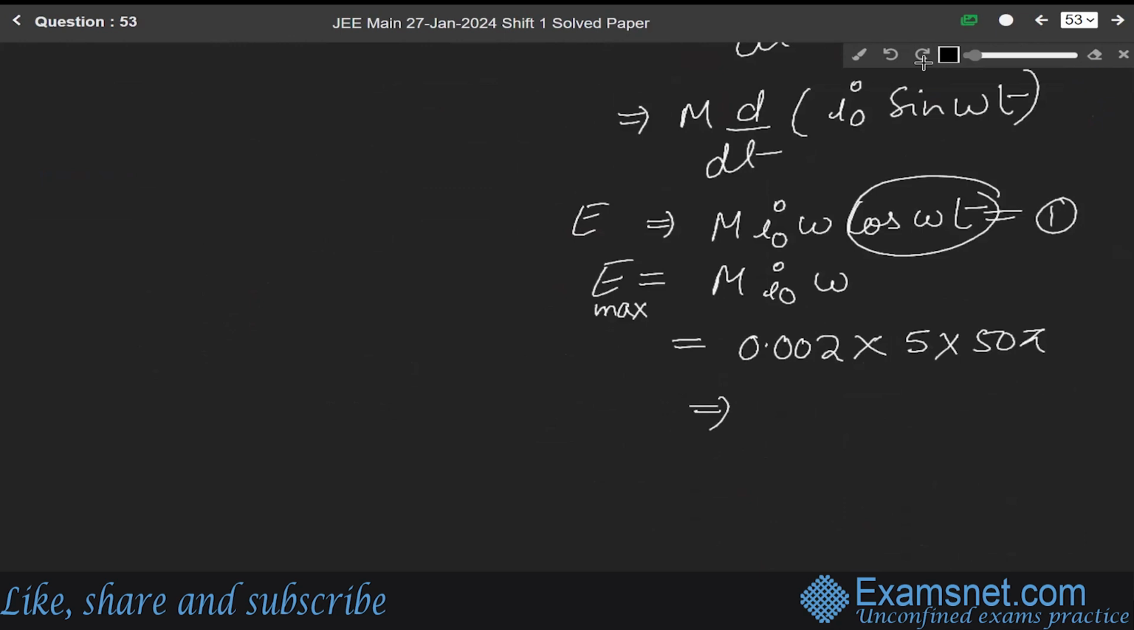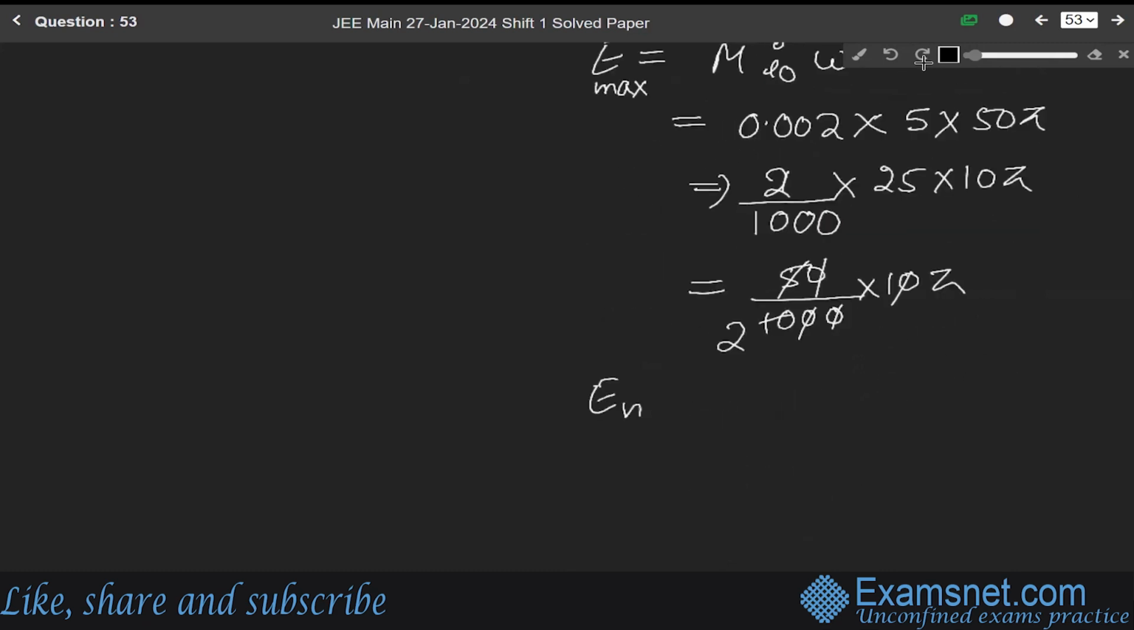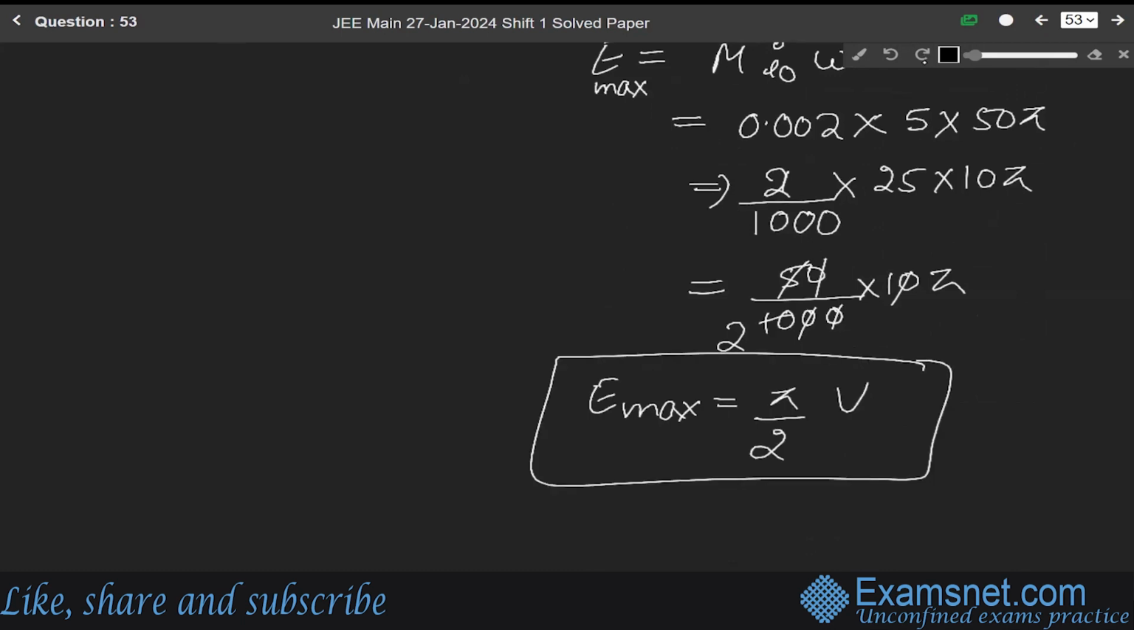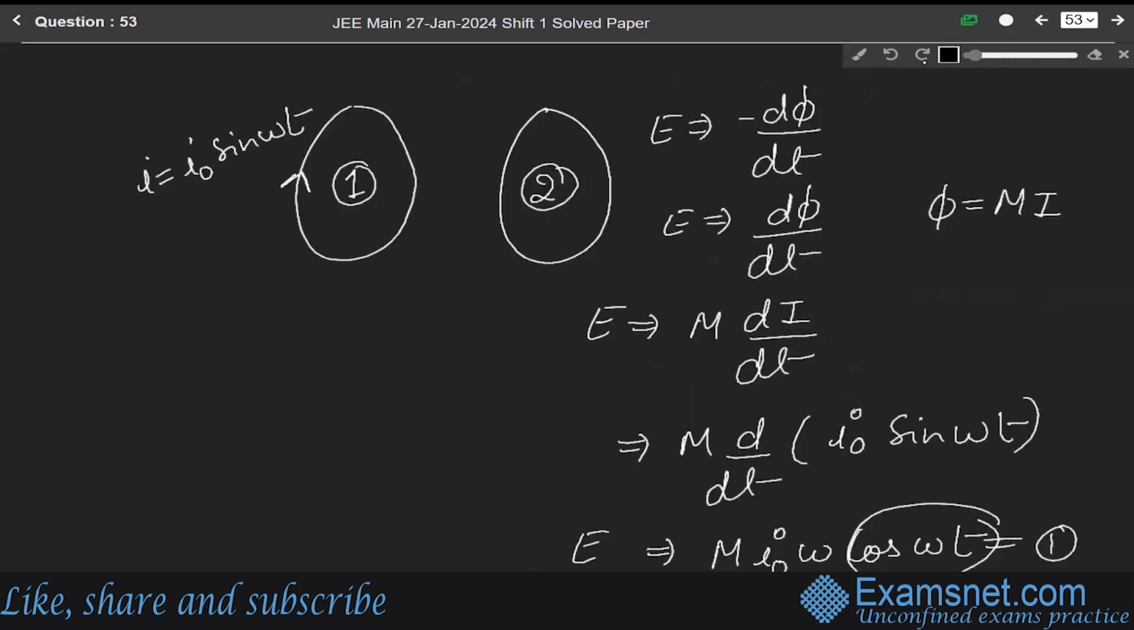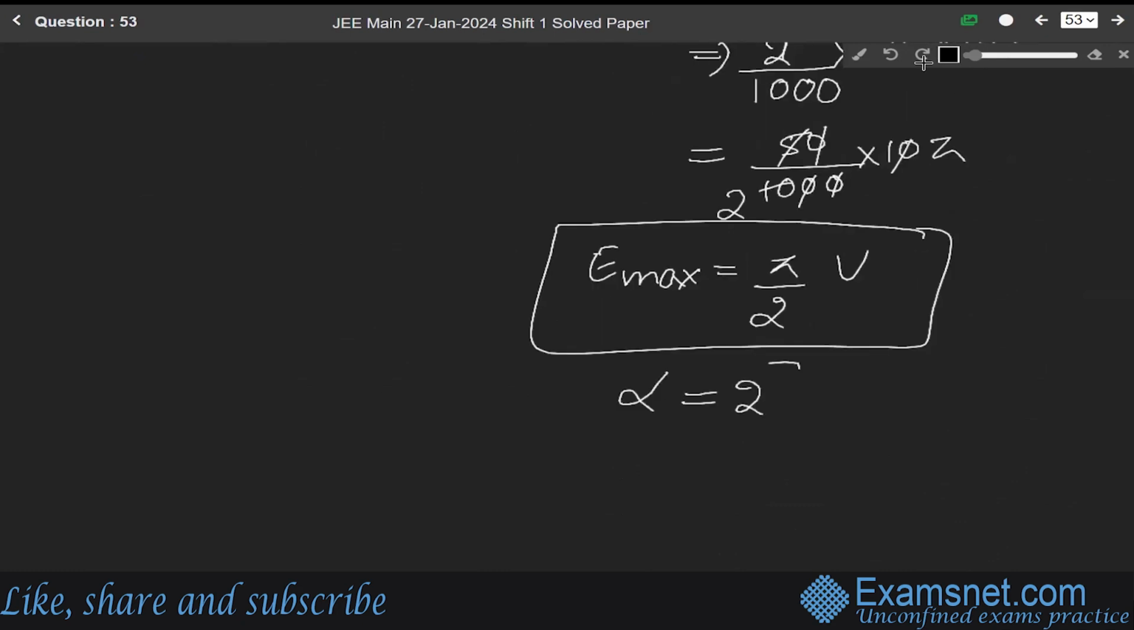Solving this, we get 2 over 1000 into 5 into 50 pi, which is 250 over 1000 into 10 into pi. So we get E maximum equals pi by 2 volt. So EMF is pi by 2 volt. Now comparing it with the given answer, pi over alpha volt, the value of alpha is equal to 2.